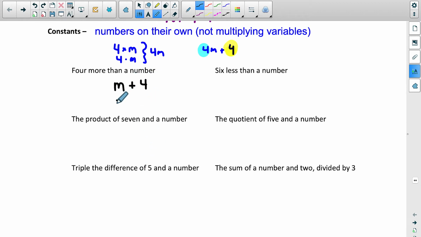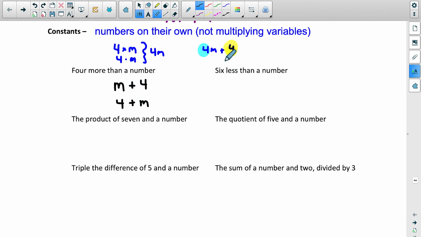Now, what if you wrote it this way? Is this okay? Sure, when you add, the order doesn't matter. This is still 4 more than a number. Now, someone could argue this is m more than 4, but either way really works. I do think the other one's a little more accurate, but it's up to you. I will take either one of those.